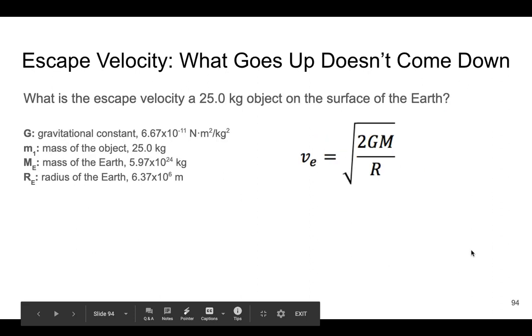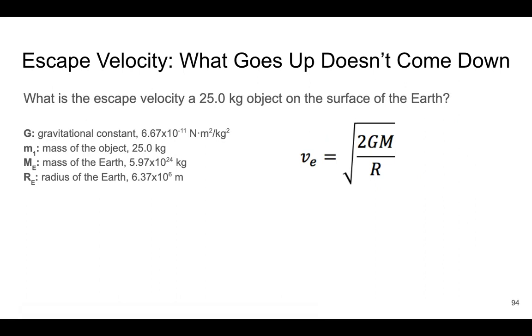So let's actually apply this. What is the escape velocity of a 25 kilogram object on the surface of the Earth? So there I've given you the constant G. The mass 1 is going to be the mass of the object, 25 kilograms. There's the mass of the Earth, and there's the radius of the Earth.